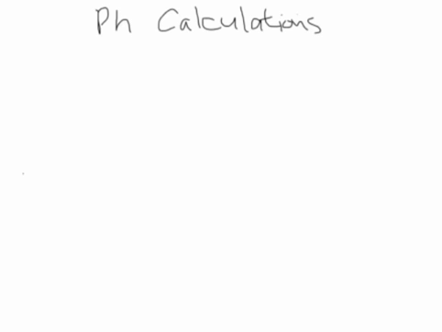This is pH calculations. So first off, what is pH? pH is a measure of hydrogen ions in a solution, which measures the acidity or basicity of a solution. So there are three types of pHs. There's the acid, the base, and then the neutral.